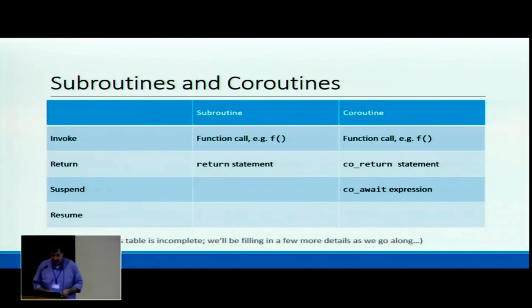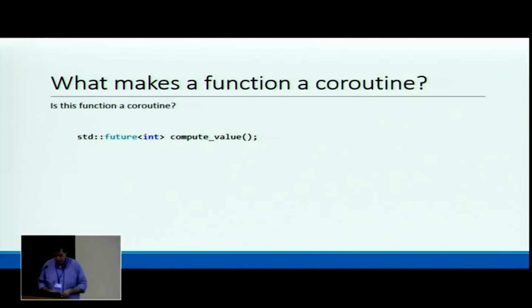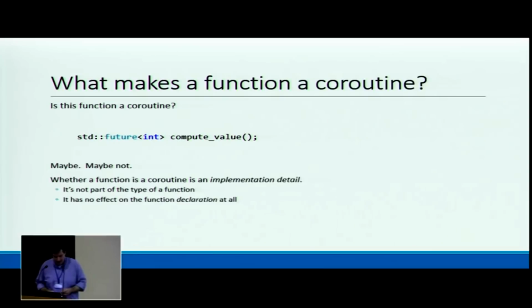So what makes a function a coroutine? If we see a function declaration like this compute value function, is it a coroutine? Maybe. Someone in the audience said maybe. That is the correct answer. Maybe, maybe not. Whether a function is a coroutine is an implementation detail. So it's not a part of the type of the function. The caller doesn't need to know if it's a coroutine or not. It has no effect on the declaration at all.